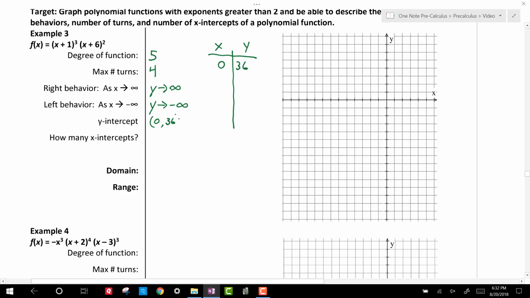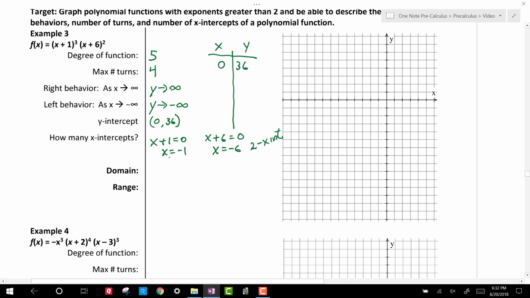All right. How many x-intercepts? Well, there's only 2 distinct factors, so there can only be 2 x-intercepts. x plus 1 equal to 0 gives me x equals negative 1, and x plus 6 equal to 0 gives me x equals negative 6. So I have 2 x-intercepts, but it counts as a total of 5 solutions.